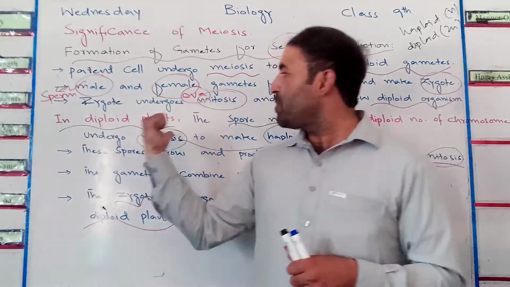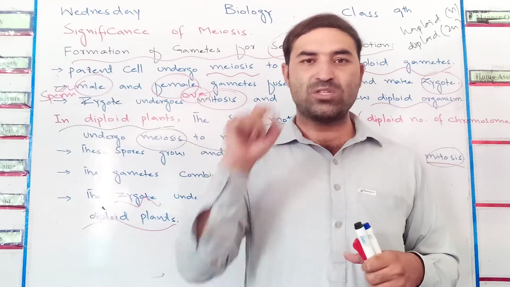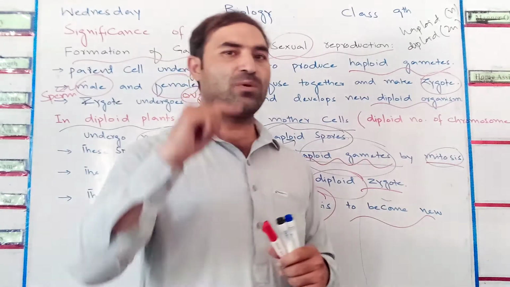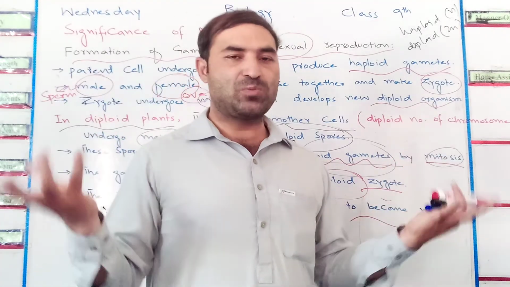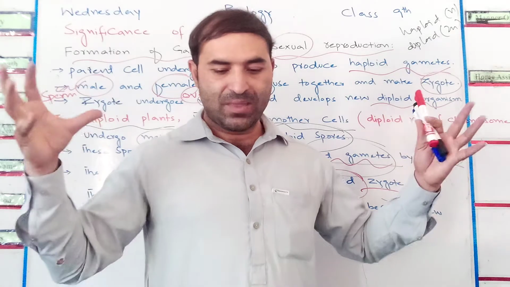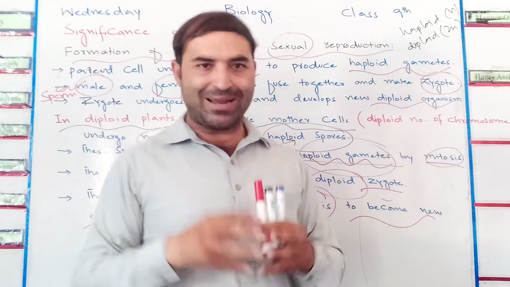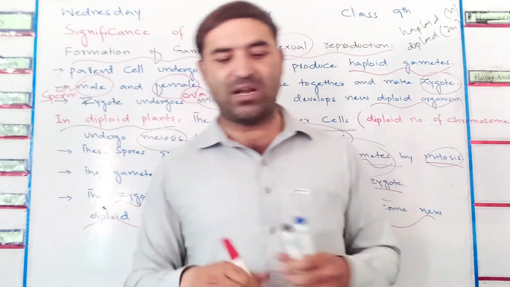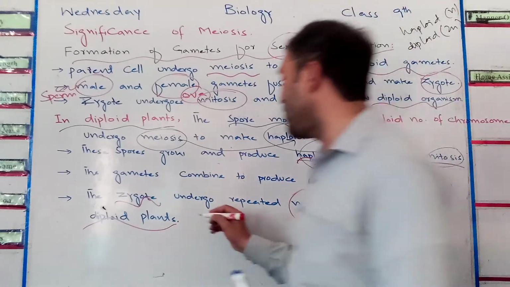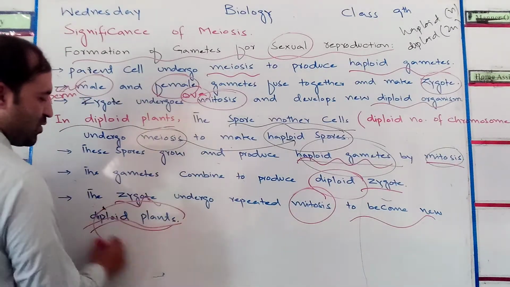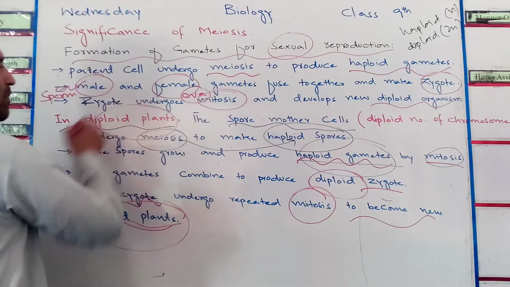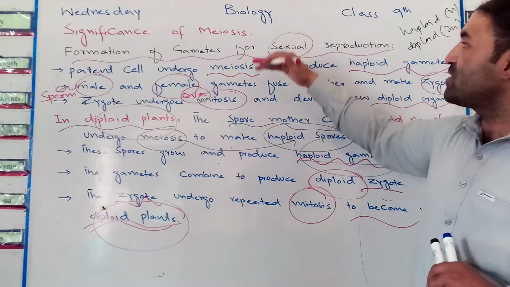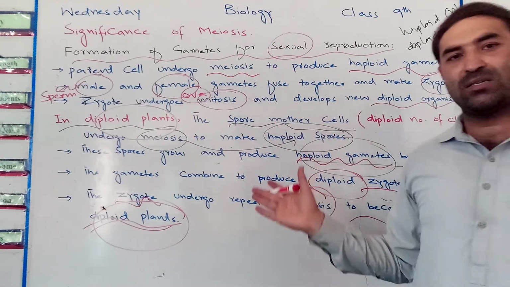While in the case of plants, the spore mother cell, which has diploid number of chromosomes, will undergo meiosis and form haploid spores. Then they will fuse together and form a zygote, and then the zygote will go through the process of mitosis many times and produce a diploid plant, which is basically a new organism. So this is the whole process of formation of gametes for sexual reproduction both in plants and animals.